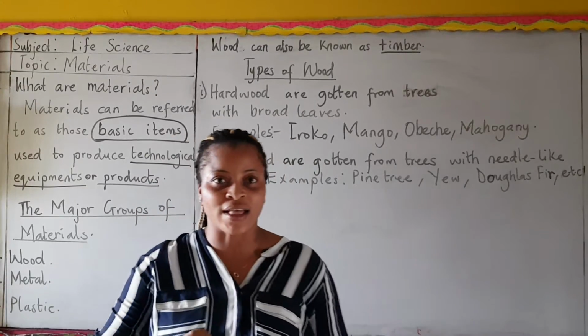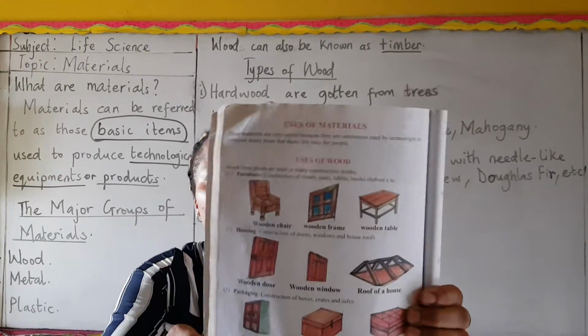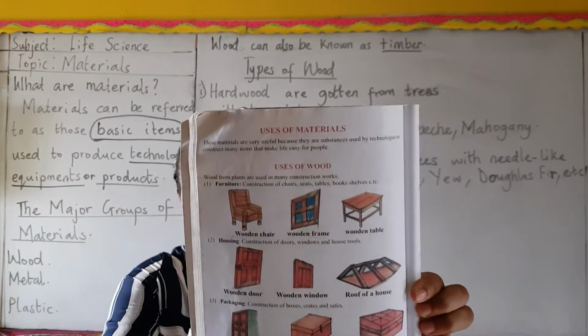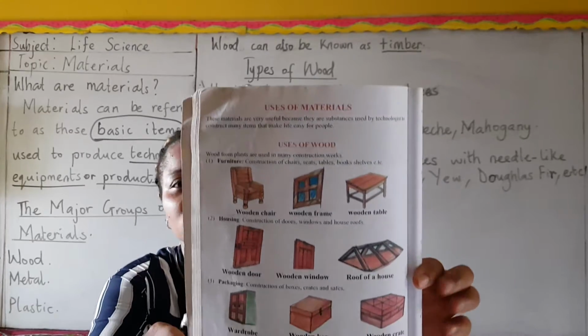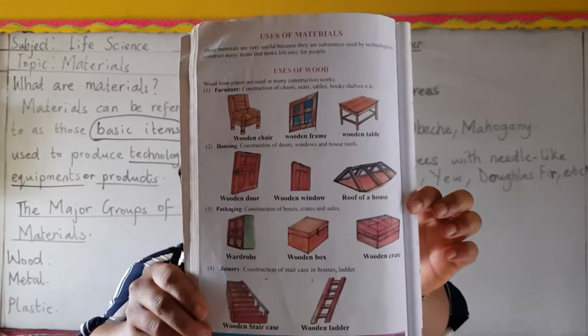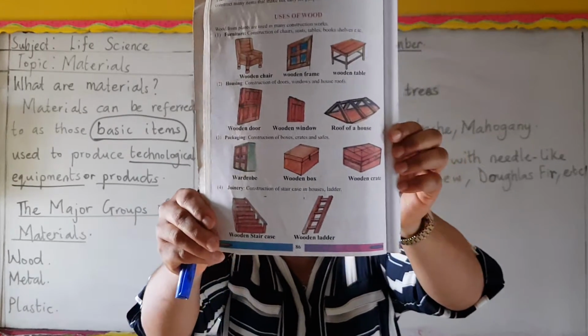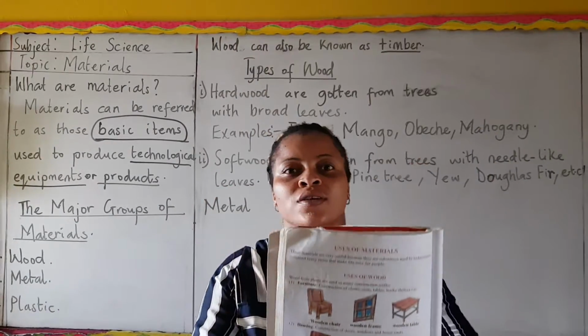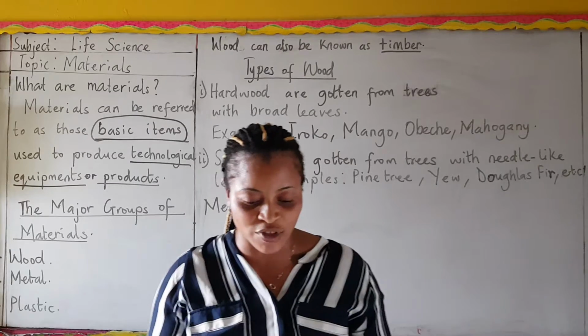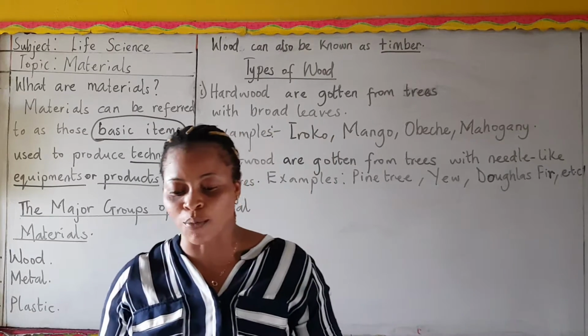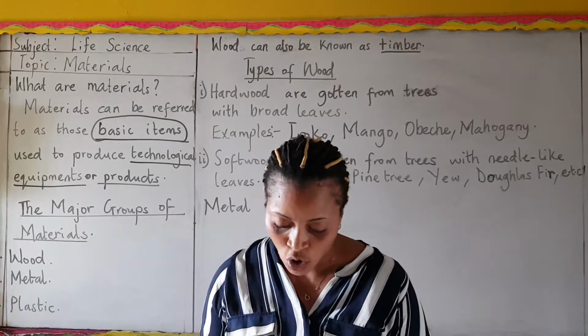Okay, so I'm going to show you some things that are gotten from woods. Okay, let's look at this. Can you see them? Can you see the things that we can get from woods? All these objects here are gotten from woods. You get them all from woods. Do you see them? Good. All right. Now we have the chair and all of them. So we can produce these materials from woods.